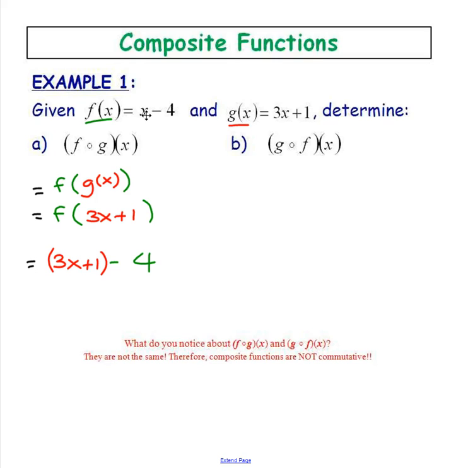Wherever you see an x value in your outer function, you're going to substitute your inner function into that x. Now you're just going to simplify. Take off the brackets and put any numbers together that you can. So 1 minus 4 gives you -3, and the 3x stayed the same. So this is the function for f∘g.